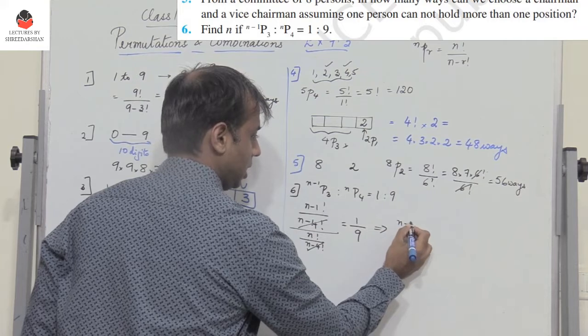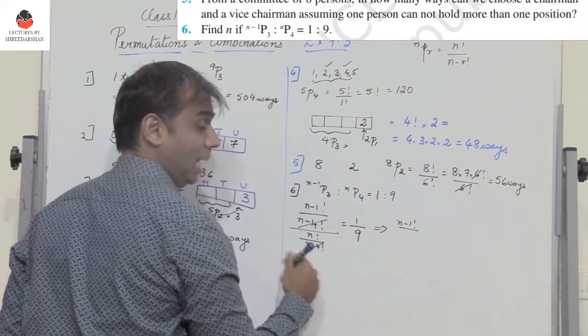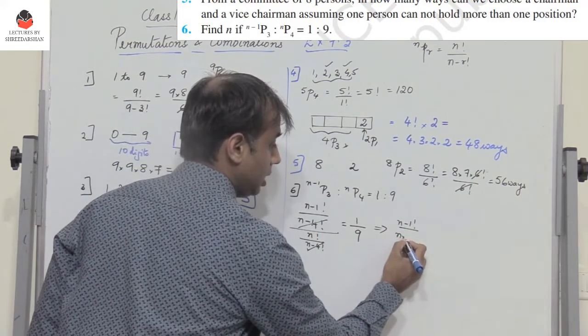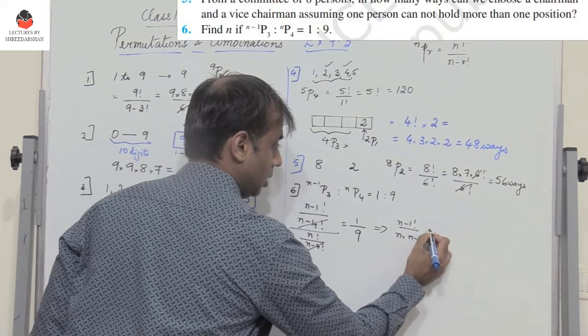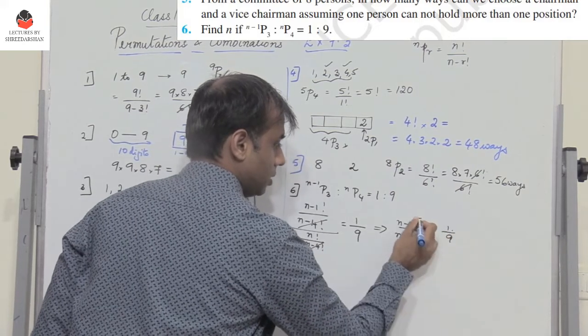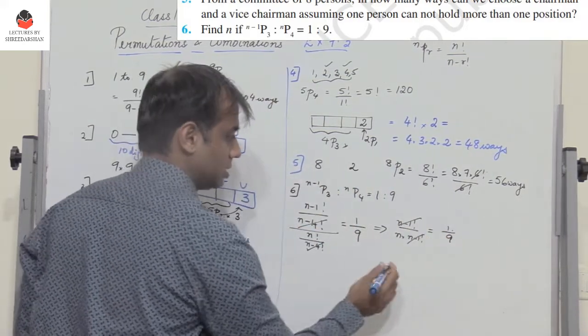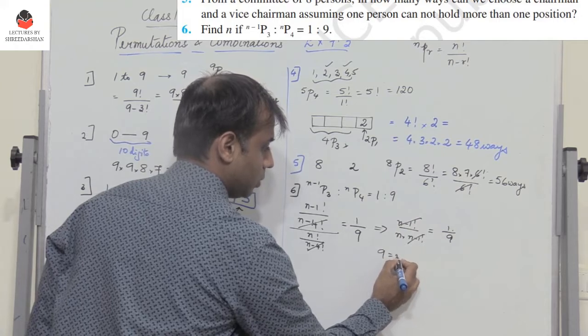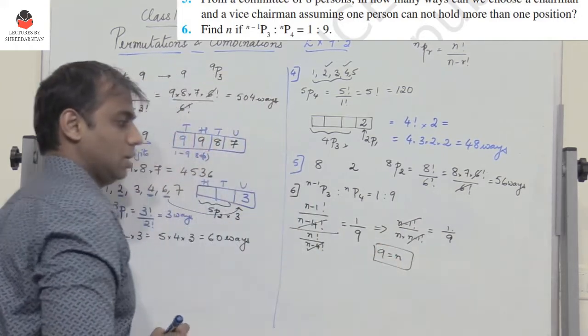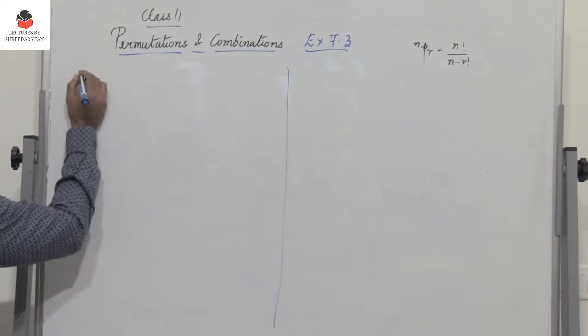This gives n minus 1 factorial divided by n factorial, which can be written as n into n minus 1 factorial, equals 1/9. So n minus 1 factorial gets cancelled. I cross multiply, 9 equals n. So the value of n is 9. A very simple problem.